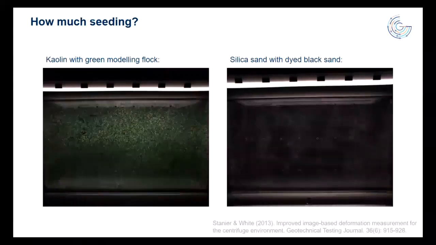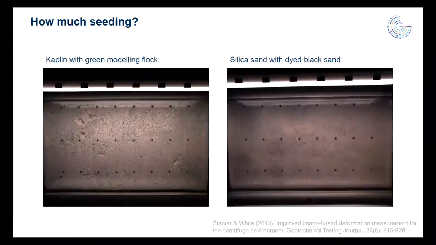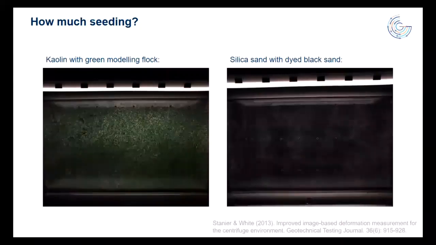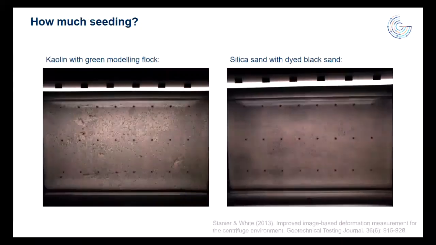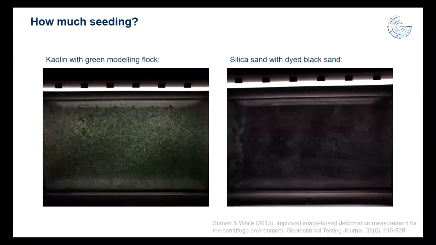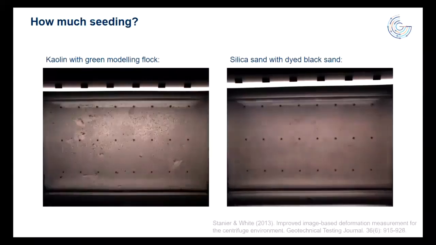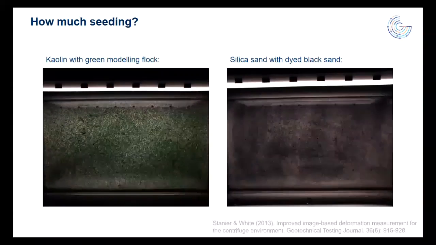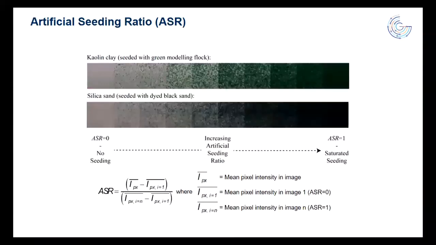And we want to know which of these images in the sequence is the optimal amount of seeding to use in practice. So this is a laborious process, and it's one I suggest you follow at least once to get a good idea for your particular setup as to what the appropriate texture might be. And what we do, in a sense, is we just define this artificial seeding ratio.